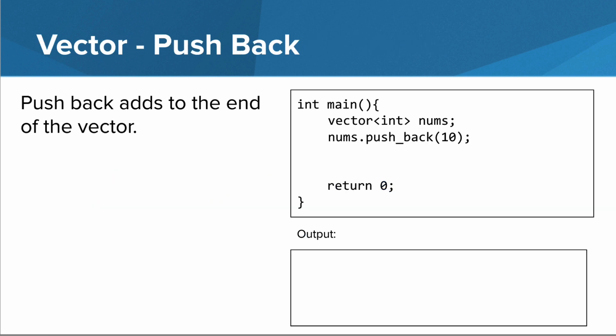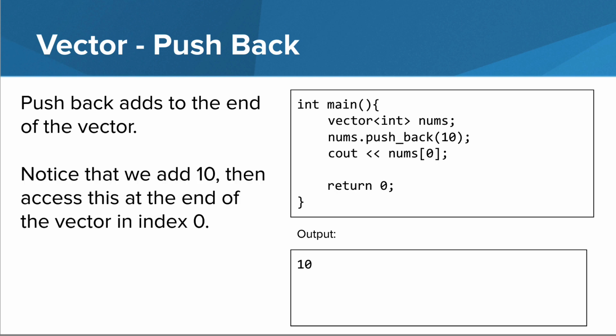Let's look at another example. This time you start with an empty vector and you push the value of 10 into it. If you go to print out the first element, you will see the vector has the 10 that you just placed there.